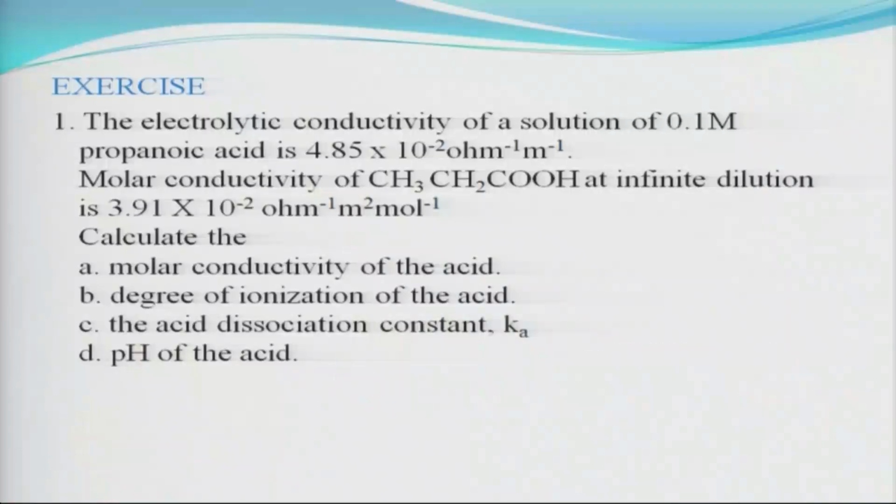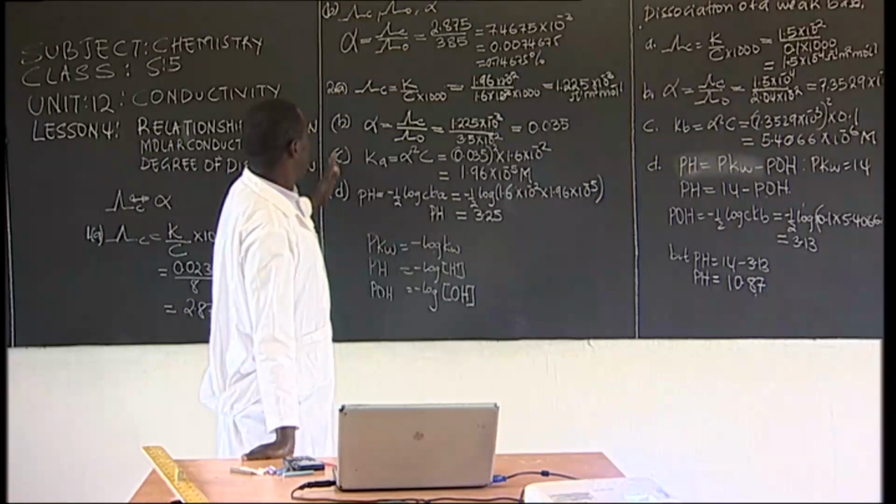So here we have an exercise. I want you to try out this exercise. The exercise I'm going to leave you with today is about these calculations we have been doing. The first question says that the electrolytic conductivity of 0.1 molar propanoic acid is that one. Then molar conductivity at infinite dilution is 3.91 times 10 to the power negative 2 per ohm meter squared per mole. Then calculate the molar conductivity of the acid. You have seen what we have done. I think you can look at this one, a good example of what we have done.